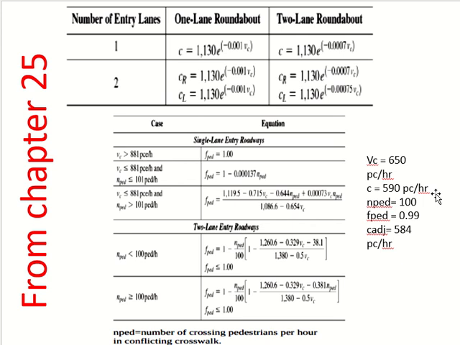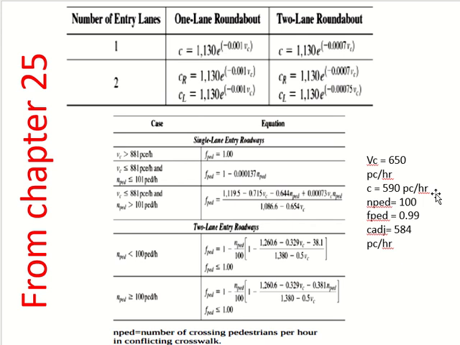Two lane roundabout. Two lane entry, one lane out. Okay, so first column, second row. Okay, first column, second row. Why isn't it a one lane roundabout? Oh, okay. One lane roundabout, one lane.